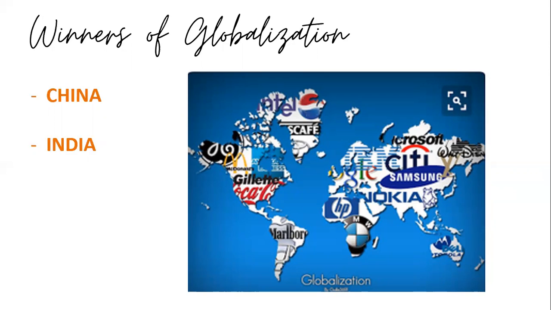So, on this map here on the slide, you can see big names: HP, BMW, Marlboro, Pepsi, Microsoft, Walt Disney, Google, McDonald's. I mean, these companies have pretty much penetrated every single global market, and so they have been the winners of globalization as well.